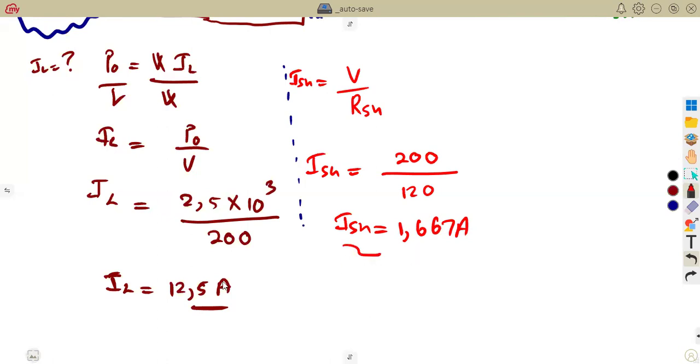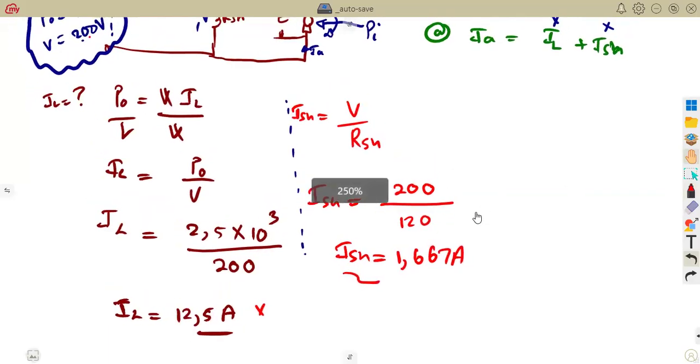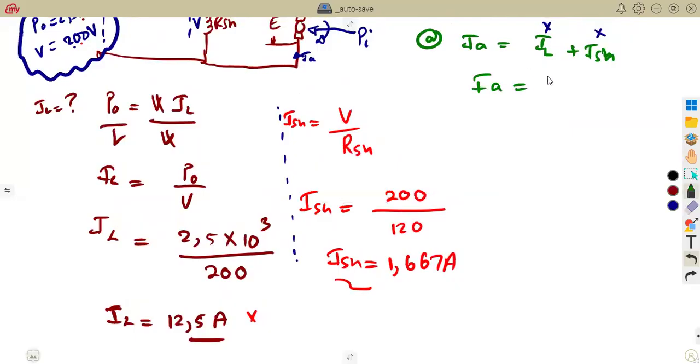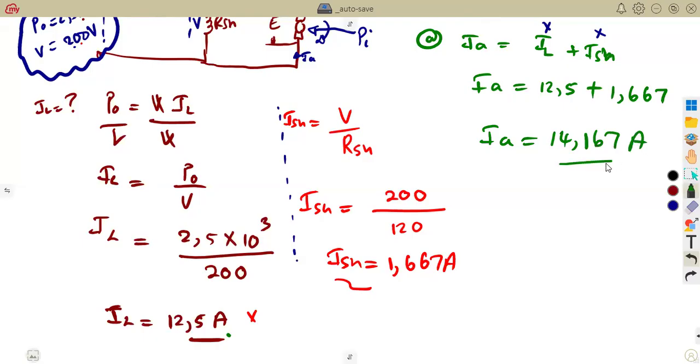As we have the shunt current and the load current, armature current now can be calculated because it is the sum of these two from our Kirchhoff's laws. So we have got 12.5 there plus what? The shunt, which is 1.667. So the armature current thereafter was going to give us 14.167 amperes. Just like that.